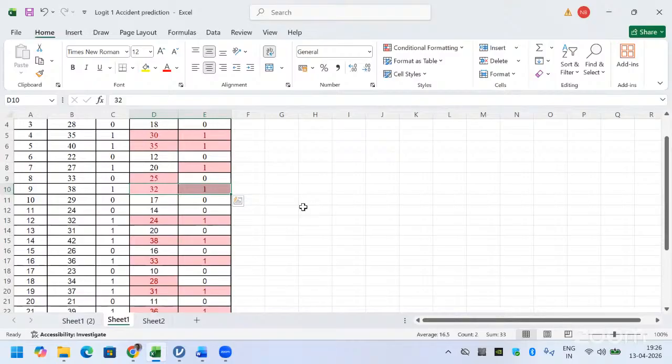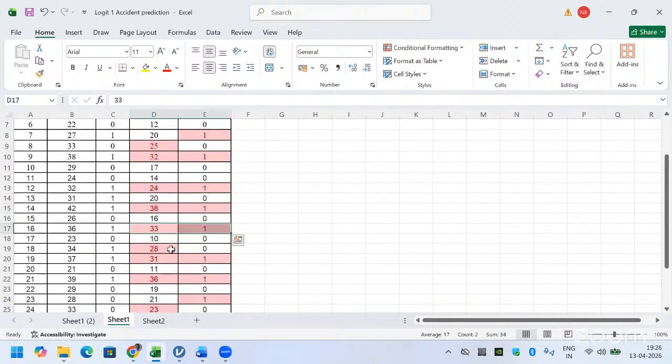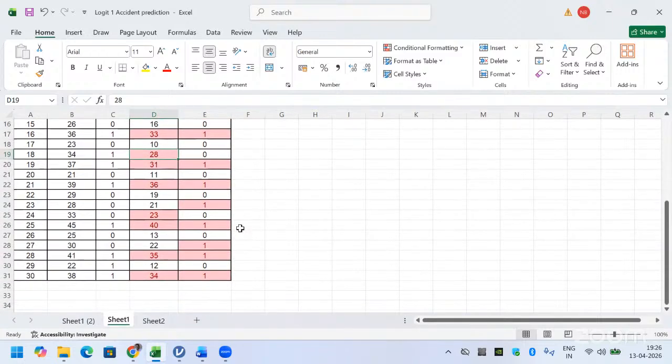Apart from that, here violation vehicles are more than 22 and an accident happened. More than 22, accident happened; more than 22, accident happened. Here more than 22, but the accident did not happen. So this is what the data shows.